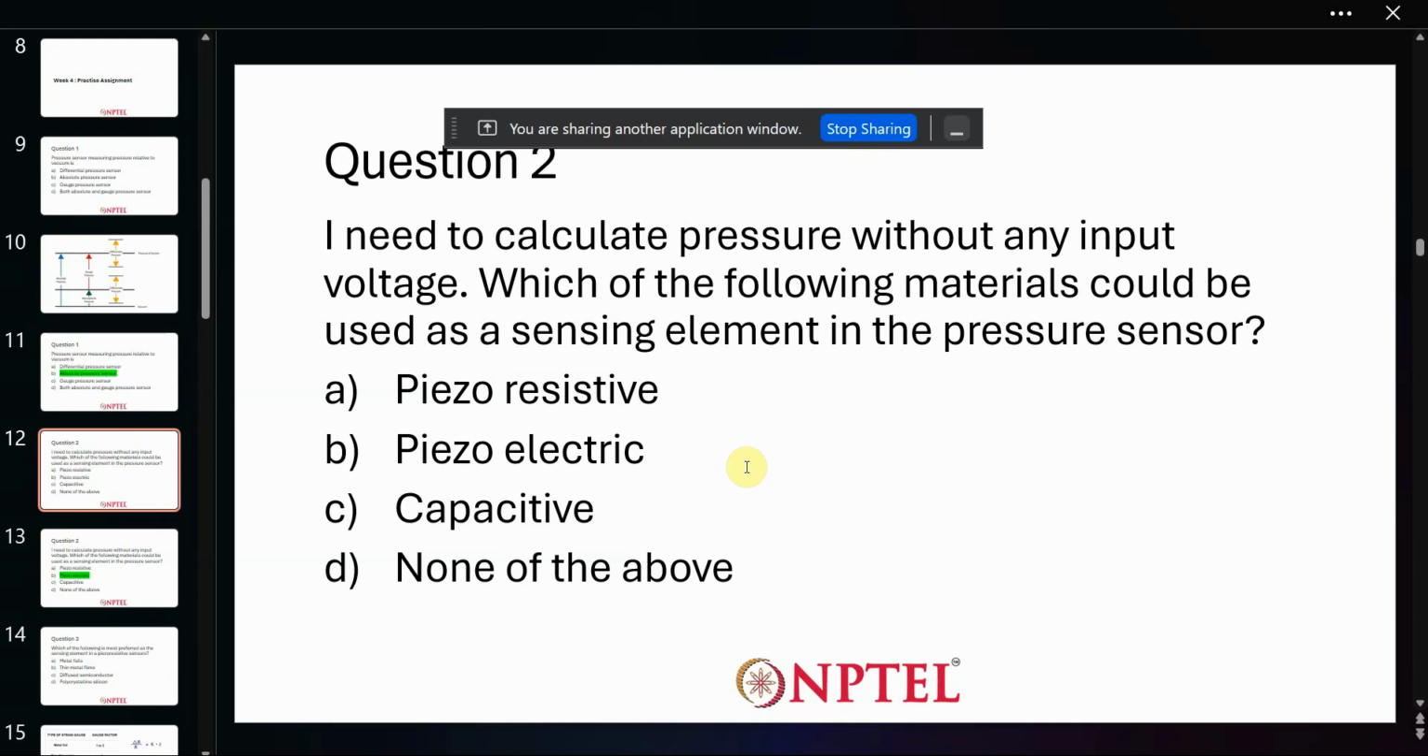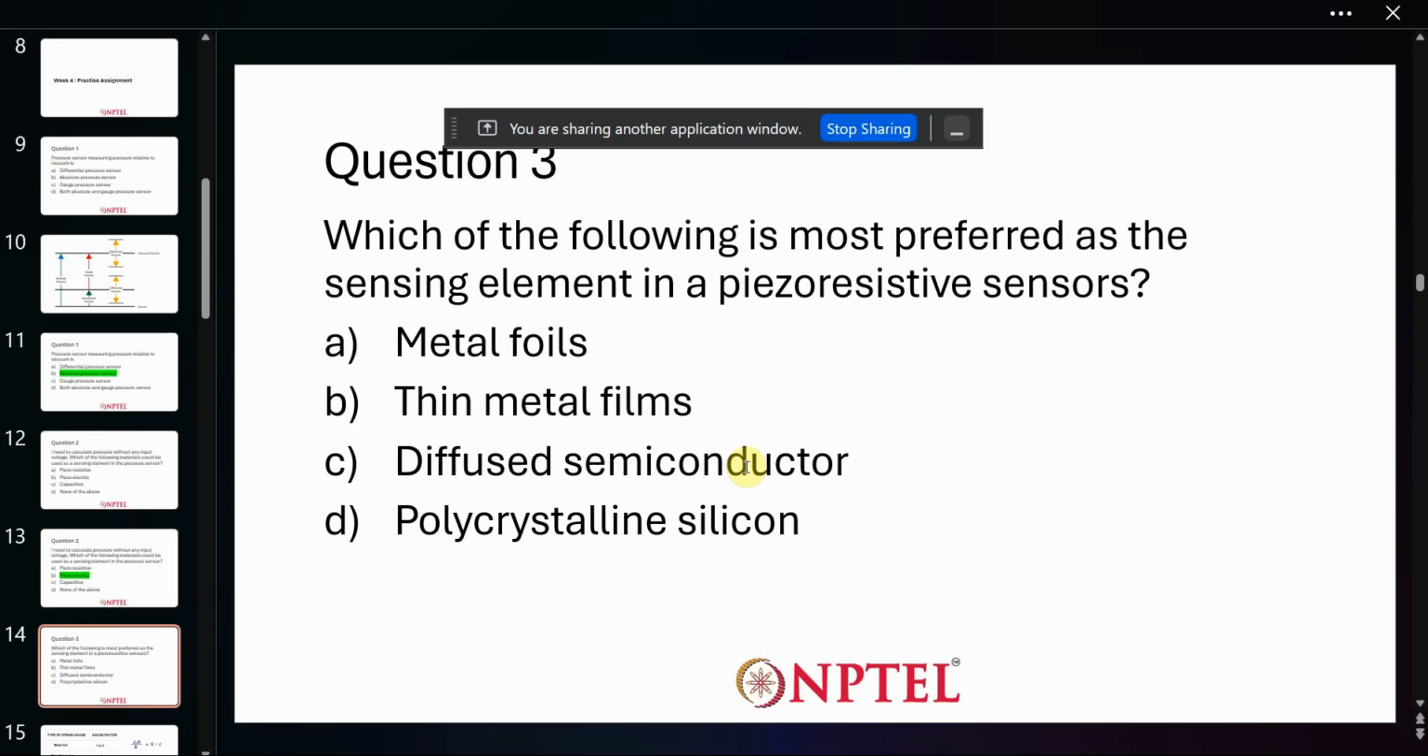In case of a piezoresistive sensor, it basically measures the change in resistance. To measure a change in resistance, there should be some current flow, so there should be an input voltage. But in case of piezoelectric materials, you don't need any input voltage. When you apply deformation, it will generate a potential in the structure, and the current flow will occur. So that is what piezo is.